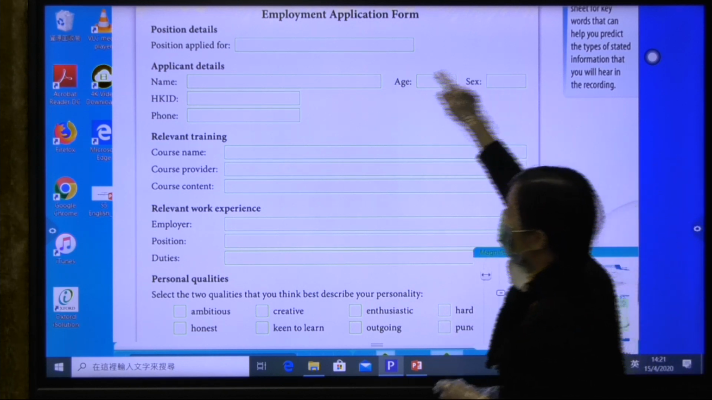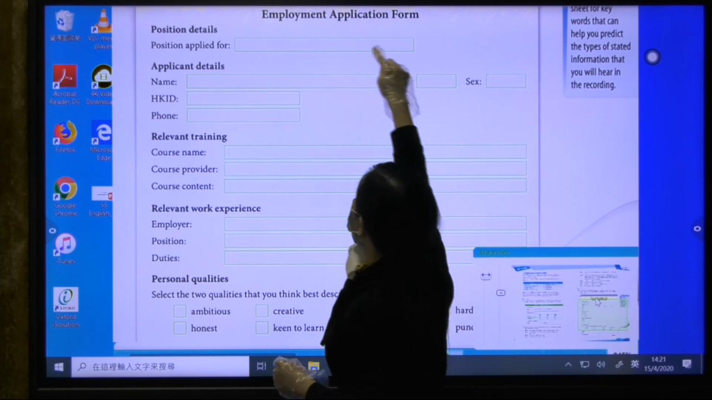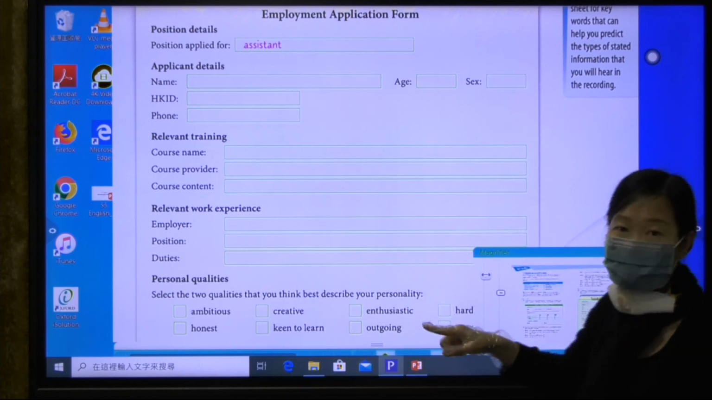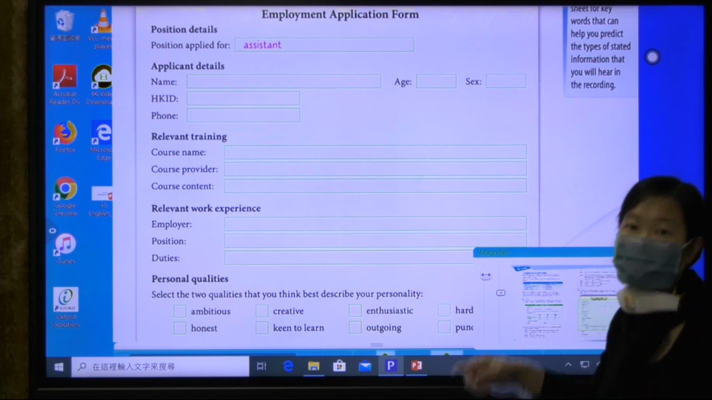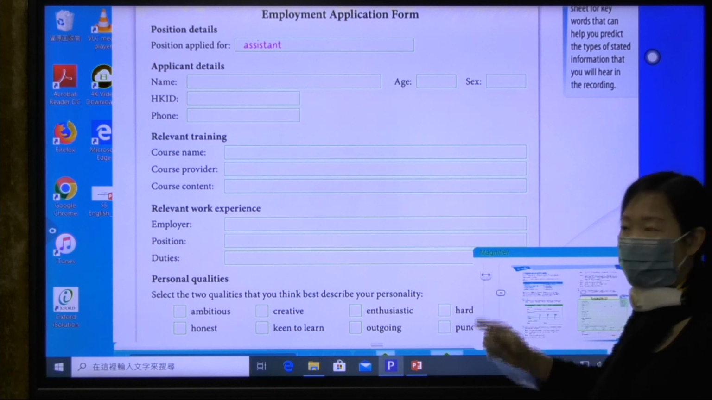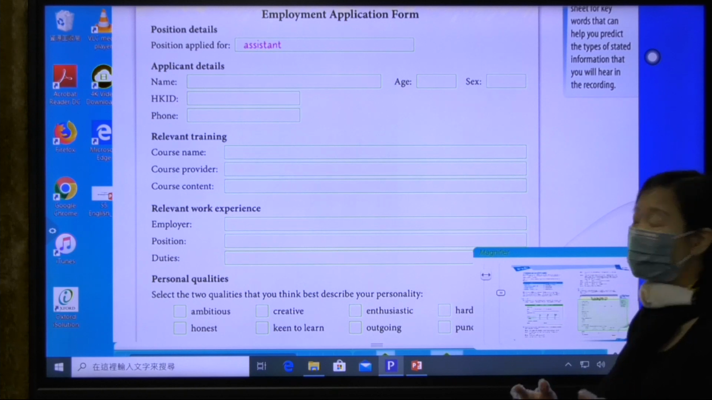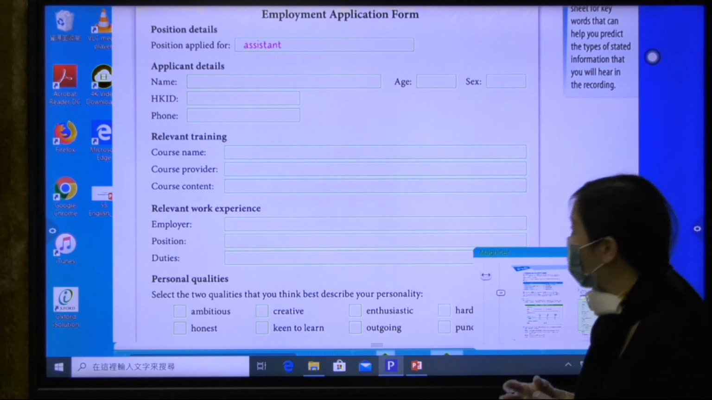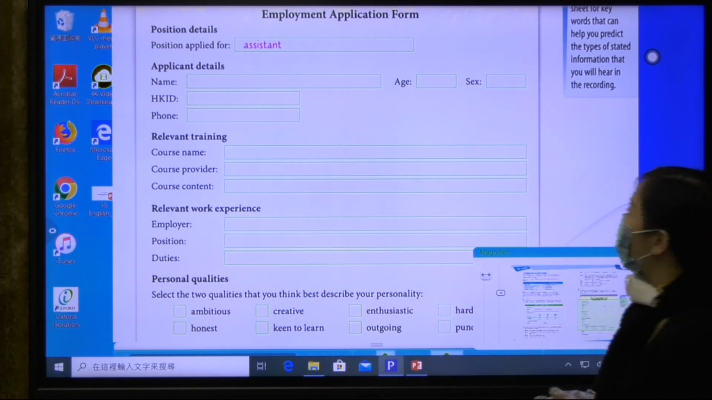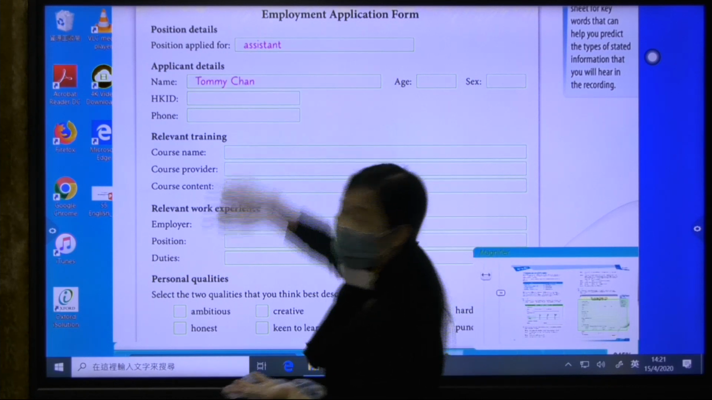What's the position applied for? I guess many of you have got that. It's assistant, right? ASSISTANT. It was spelled to you, right? So listen very carefully, because sometimes the examiner is very kind and will spell the answer for you. So, assistant. And what's the name? Of course, it's Tommy. Tommy Chan.